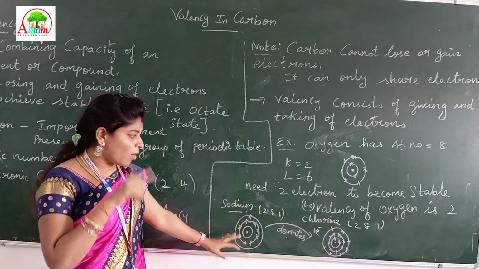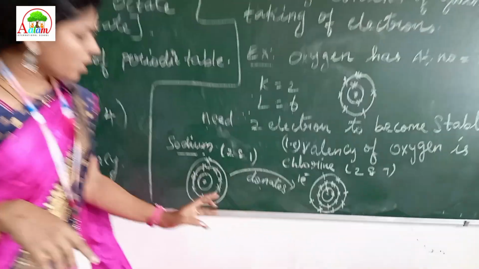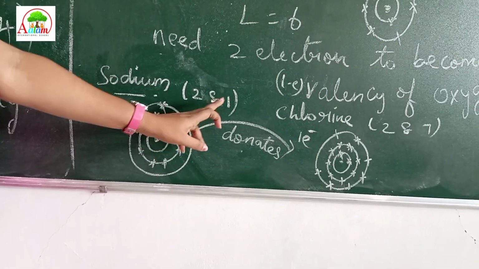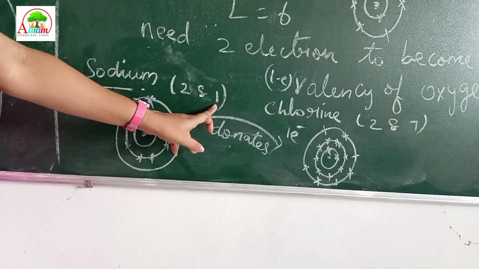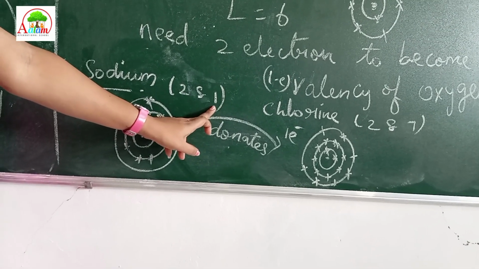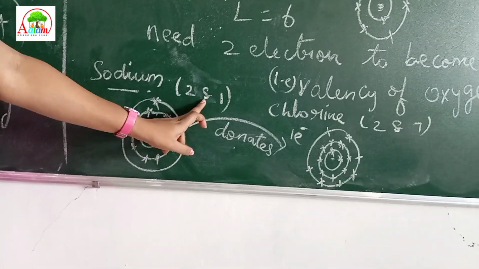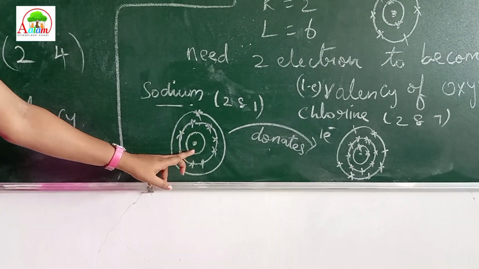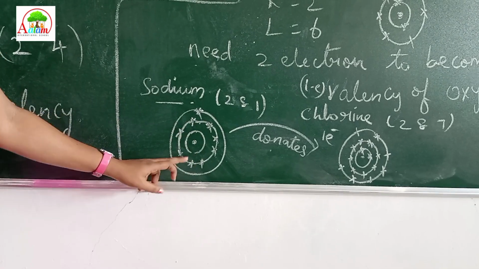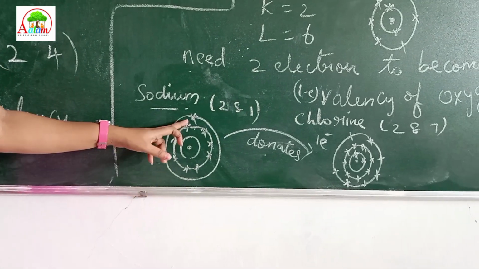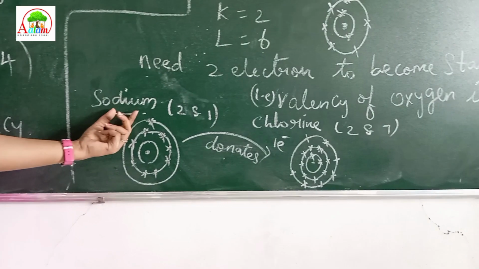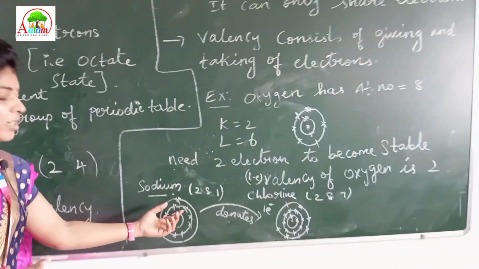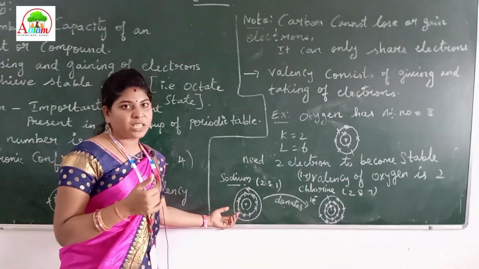Next I have given a compound, sodium and chlorine. Sodium has an atomic number 11. So 2 in the K shell, 8 in the L shell, and 1 in the M shell. So the outermost shell has only 1 electron, and sodium is unstable. It needs 7 electrons to be stable, but it is not possible to trap 7 electrons.